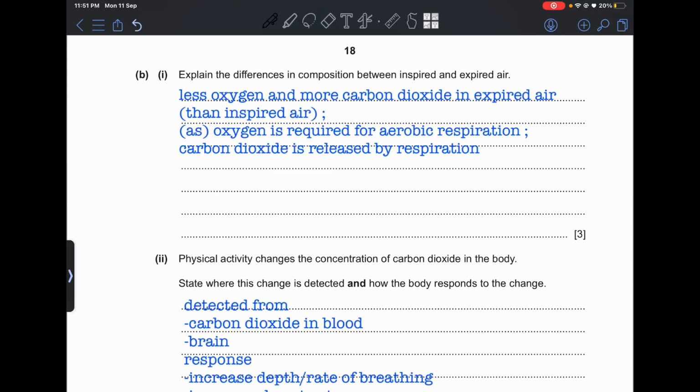BI, explain the differences in composition between inspired and expired air. In the inspired air, as we all know, there is much more oxygen than carbon dioxide entering. The oxygen is required for respiration, and the expired air has much more carbon dioxide and less oxygen.